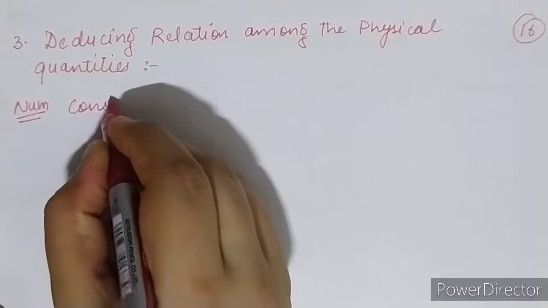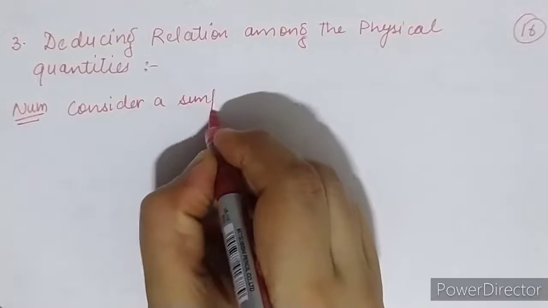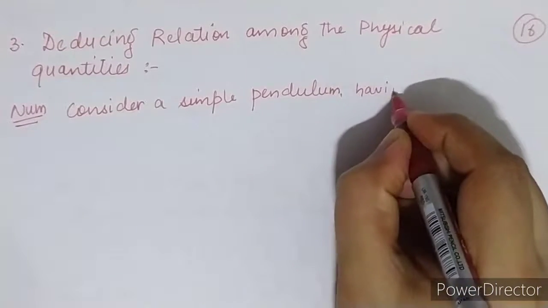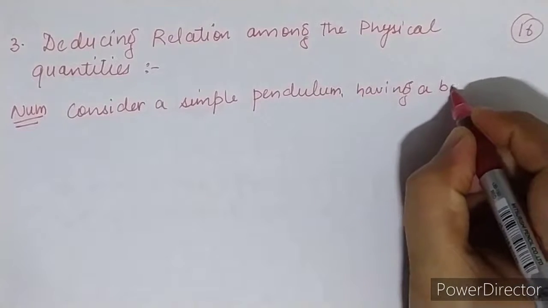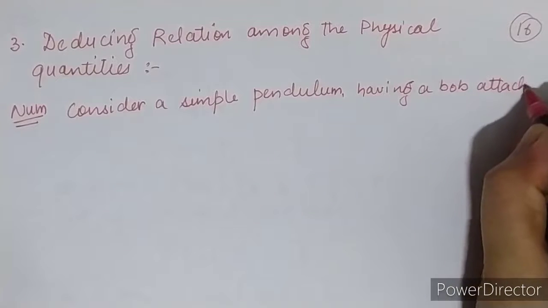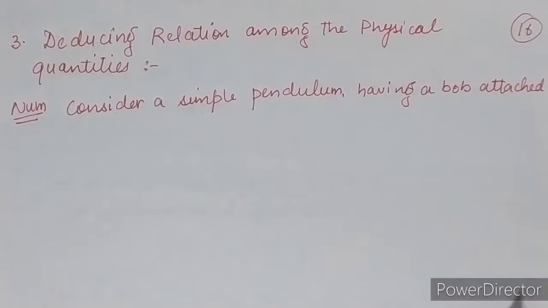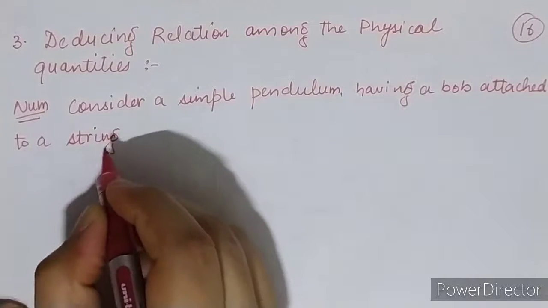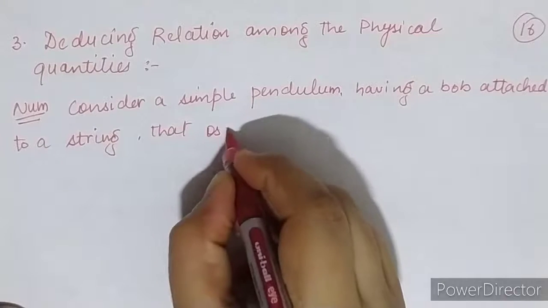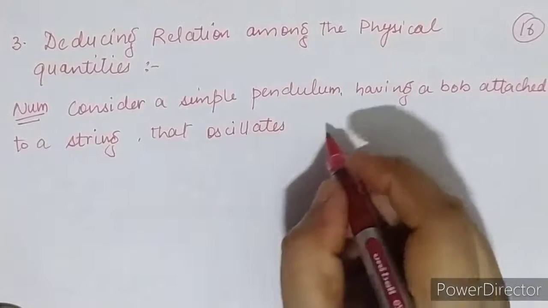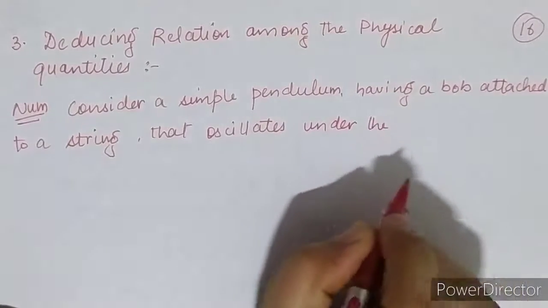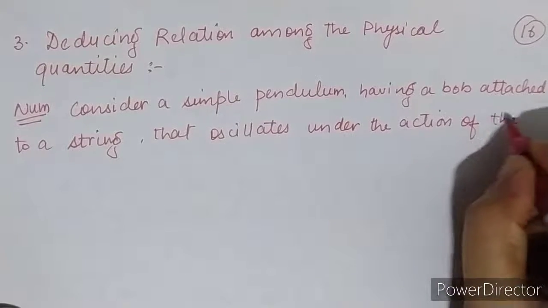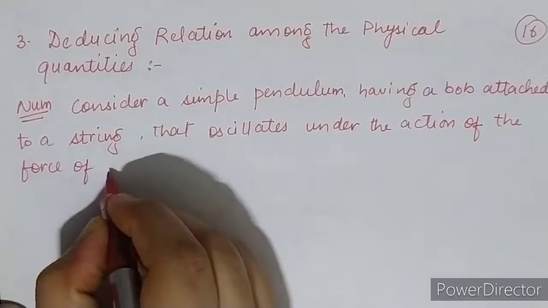consider a simple pendulum having a bob attached to a string that oscillates under the action of the force of gravity.